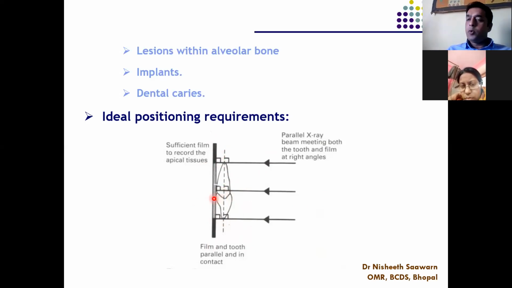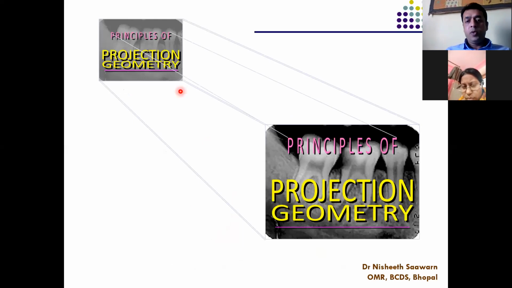This tooth has to be close to this wall. The light has to fall at 90 degrees, from only one single source of light. Then only will we get a good radiograph, and all the light rays should be parallel. So these are the ideal positioning requirements. This is also called projection geometry. So first we will read what projection geometry is.